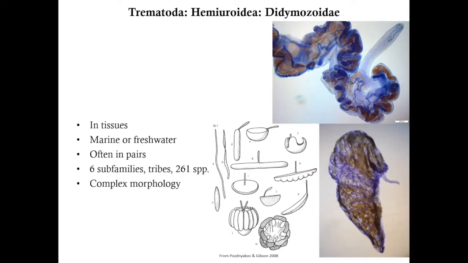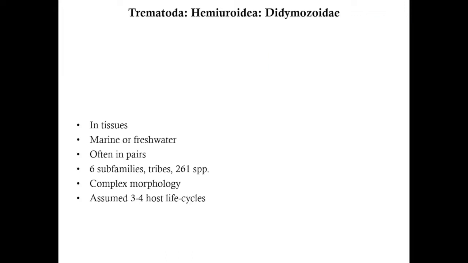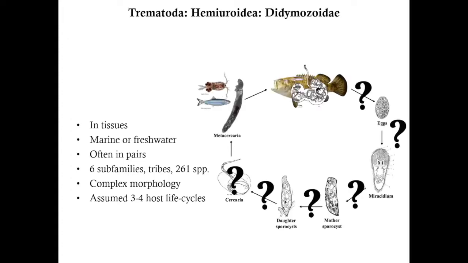And they come in absolutely crazy morphologies. They look nothing like other trematodes. We have pumpkins, we have little boats, we have bananas, whatever. They just don't look like any trematode at all. Also, it's assumed that they have 3 to 4 host life cycles, but the truth is we, until recently, didn't know, because until recently, no didymozoid life cycle was known at all, and especially the identity of the first intermediate host was a complete mystery.